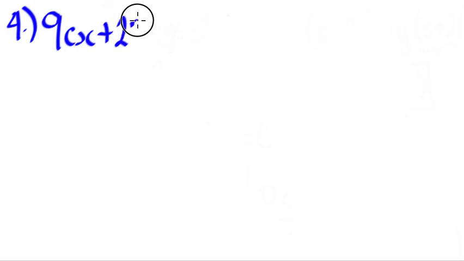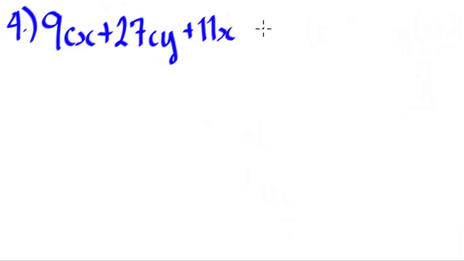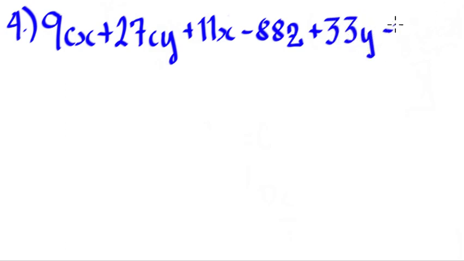Okay, so for number 4, what we're going to do is factor 9cx plus 27cy plus 11x. Oops, sorry, let me write that correctly. 11x minus 88z plus 33y minus 72cz.